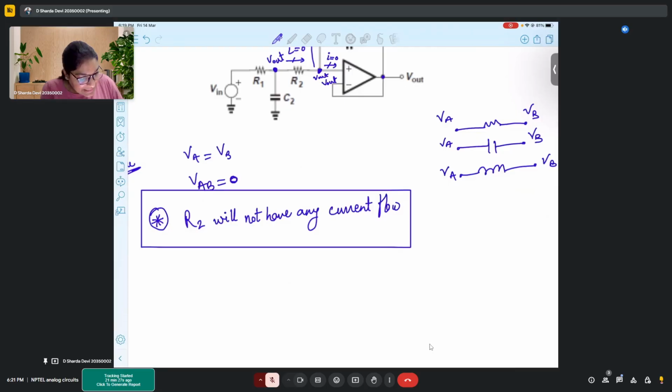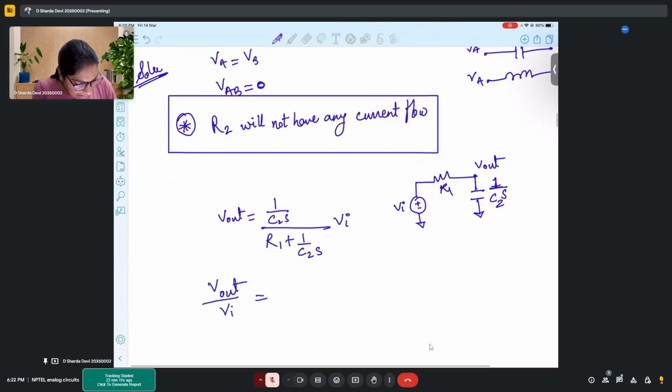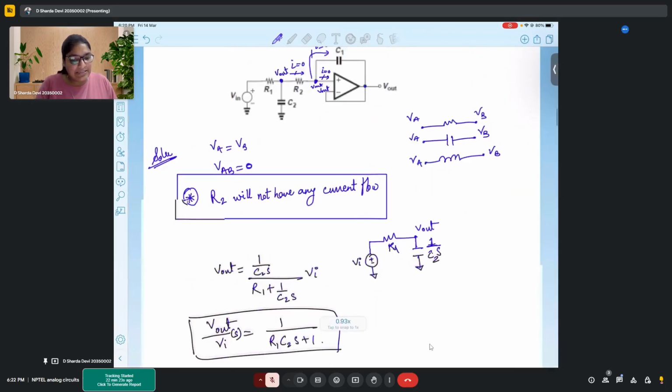So the resultant circuit that we observe is that of R1, C2, and here we have V out. Now, I will convert this into the Laplace transform. It is easier for us to write the equations. So V out is (1 upon C2S) divided by (R1 plus 1 by C2S) into Vi. So V out by Vi is 1 upon (R1 C2S plus 1). So this is the transfer function that we observe for the given circuit.